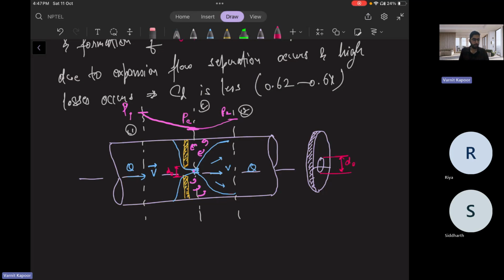Okay, D0 is the orifice diameter, and the area will be A naught. And this distance is how much? Till where the vena contracta happens. Let us say it happens from the starting position till this point; the distance is generally half the orifice diameter. So the minimum area in this setup is the area of the vena contracta, that is AC, and not the area of the orifice. The vena contracta area is much smaller than the area of the orifice.